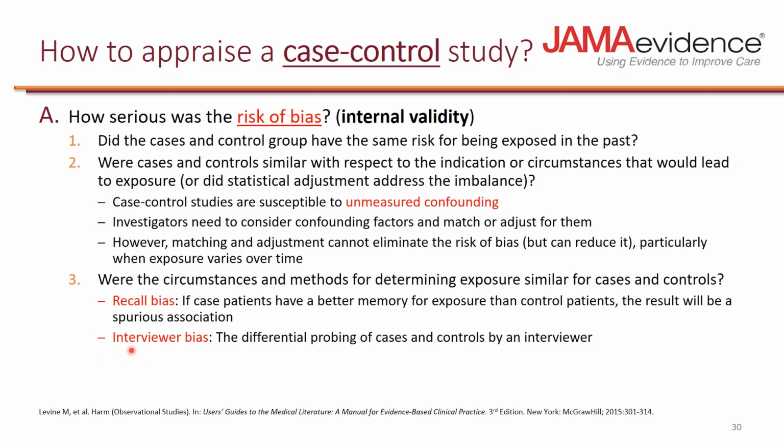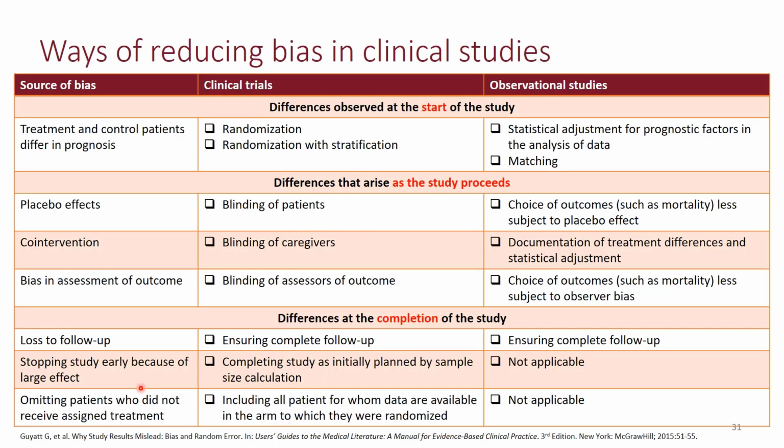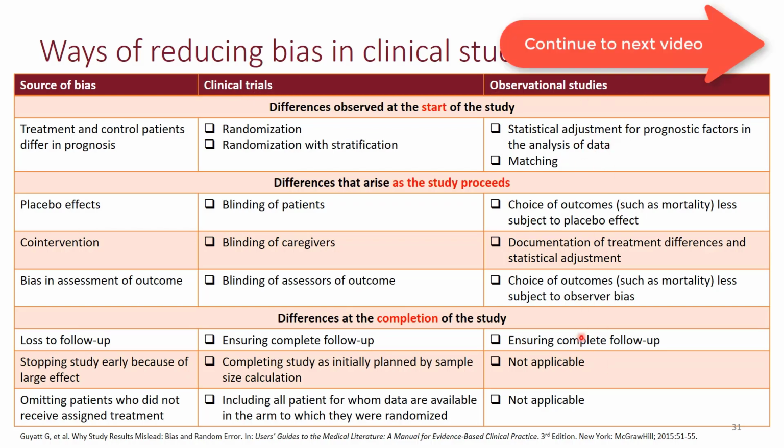And the person who's actually interviewing the patient can also introduce some bias. Someone who's interviewing someone who has the disease may ask more questions as opposed to interviewing someone who's otherwise healthy. This table summarizes some of the techniques that are used to minimize the risk of bias, and it compares clinical trials to observational studies. So, some of the techniques that we can use to reduce bias.